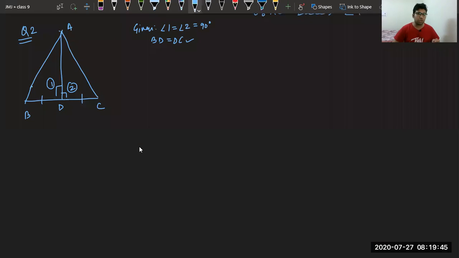It was understood that if AD is a perpendicular bisector, that means the angle is 90 degrees on both sides, and BC is divided in two equal parts. From the given we have got this. Now they are saying, show that triangle ABC is an isosceles triangle in which AB equal to AC. So we have to prove triangle ABC is isosceles.